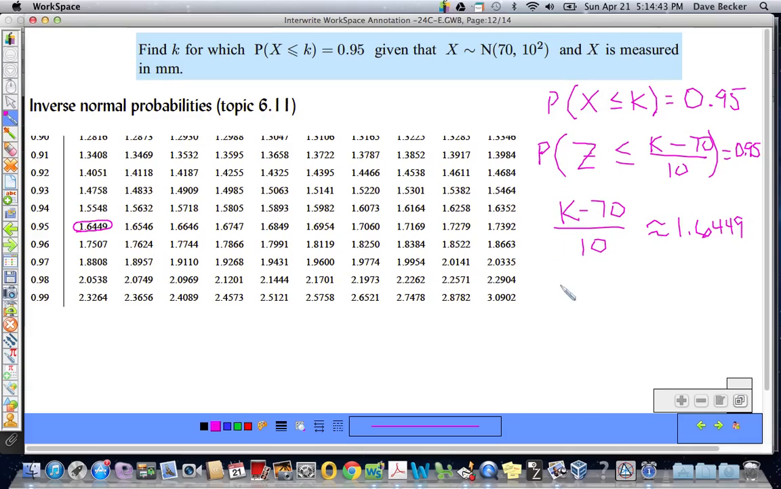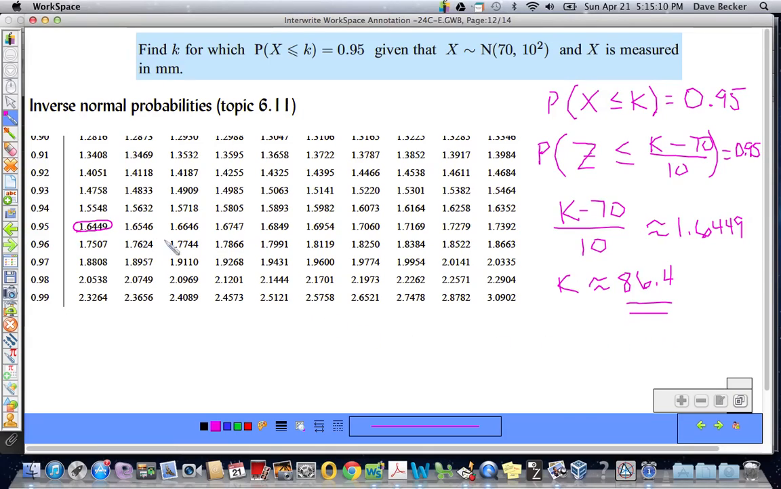Okay, and that would be k. If you solve that algebraically, that's approximately equal to 86.4. Okay, what does that mean? That means that approximately 95% of the values are expected to be 86.4 millimeters or less.